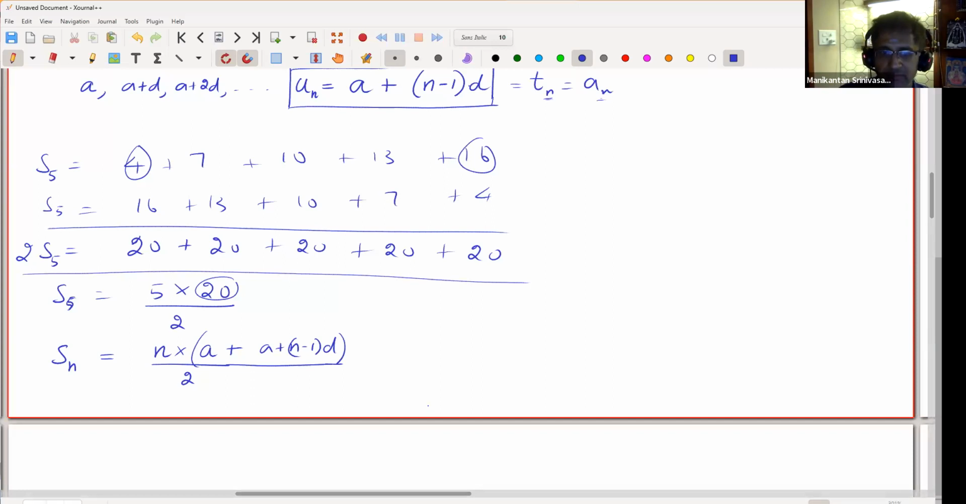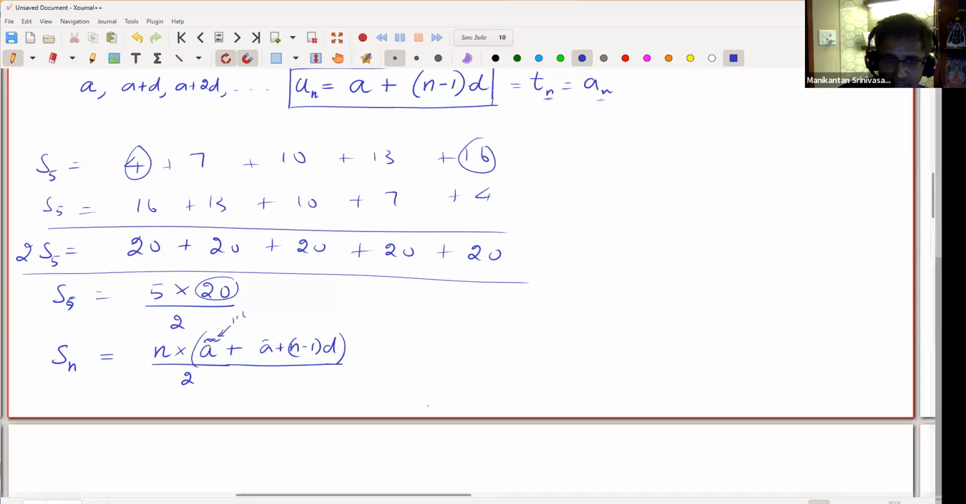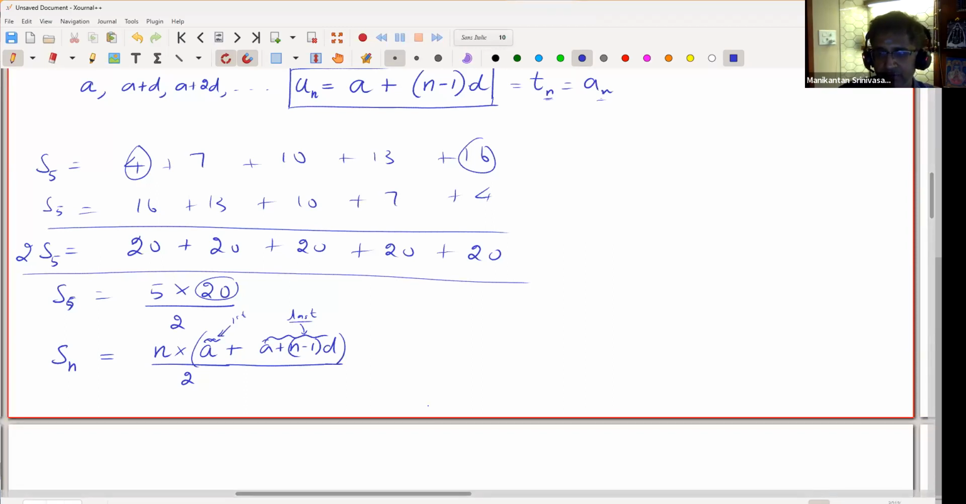Okay, so this gives the sum of the n terms of an arithmetic progression. I intentionally don't want to write this as 2A plus n minus 1 times D. I want to keep the A separately because it stands for the first term, and I want to keep this separately because it stands for the last term, or the nth term. So it's the average of the first and the last term times n, right? That gives the sum of n terms in an arithmetic progression.